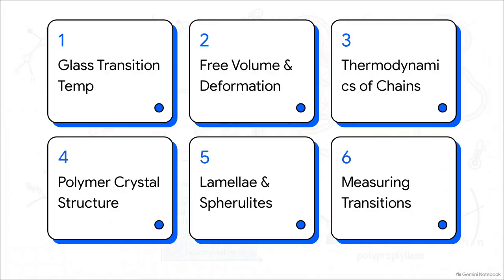Here's our roadmap for today's explainer. We'll cover the glass transition temperature, free volume and deformation, the thermodynamics of polymer chains, polymer crystal structures, forming lamellae and spherulites, and we'll wrap up with measuring polymer transitions. Let's get right to it.